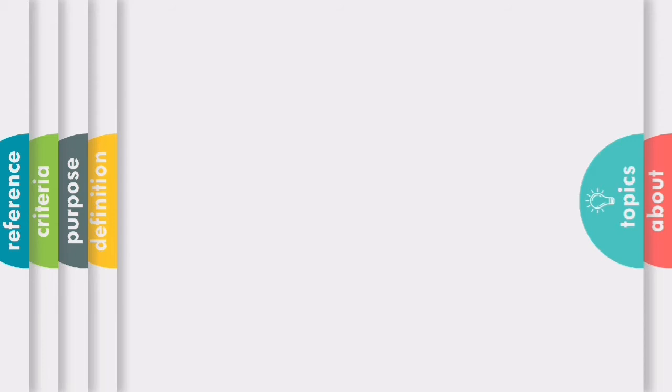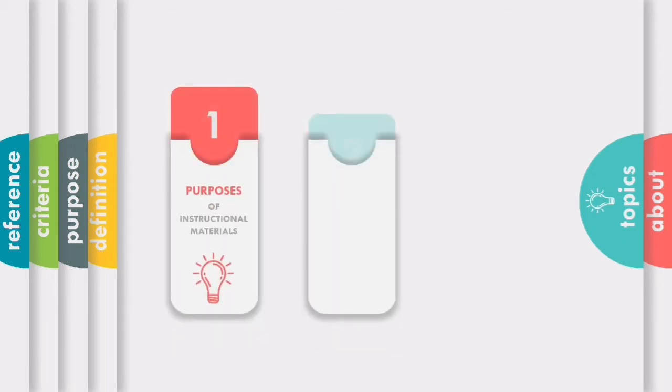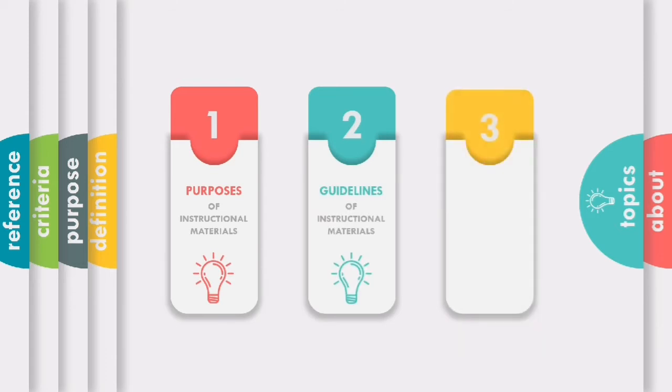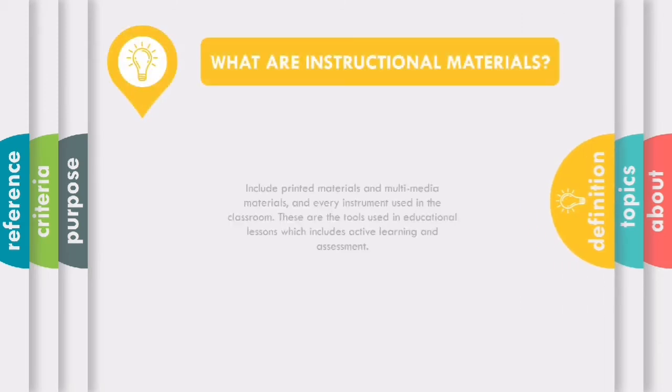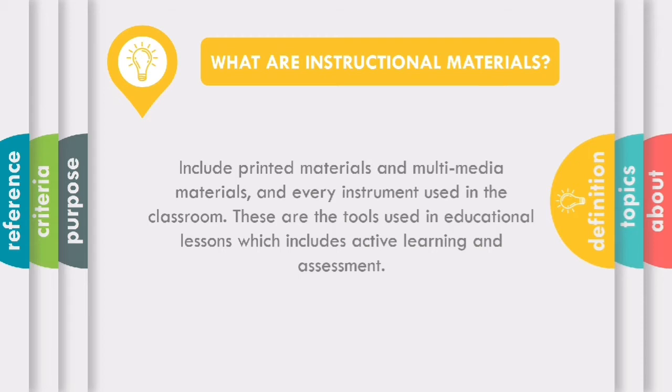I will be discussing three topics under instructional materials, which are purposes of IMs, guidelines of using IMs, and selection of IMs. What are instructional materials? These include printed materials and multimedia materials and every instrument used in the classroom. These are the tools used in educational lessons, which includes active learning and assessment. Basically, any resources a teacher uses to help him teach his students is an instructional material.